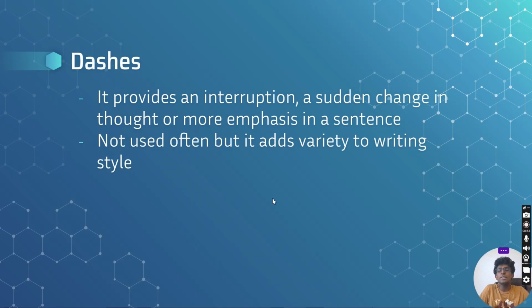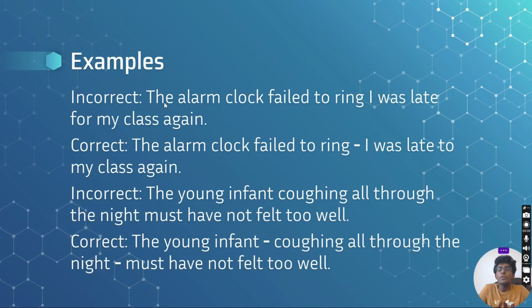All right, and then dashes. It's like an interruption or a sudden change in thought or more emphasis in a sentence. It's not really used often compared to the other forms of punctuation we just talked about, but it adds a little bit of variety to your writing style, which is never bad. So, for example: the alarm clock failed to ring. I was late for my class again. Okay, so this is a run-on sentence, right?